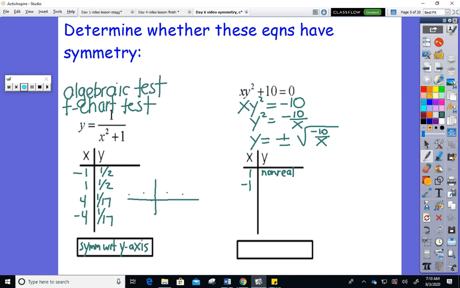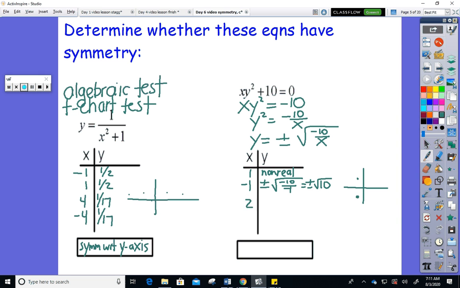Now, if I plug in negative 1, then I get plus or minus the square root of negative 10 over negative 1, which is plus or minus the square root of positive 10. Now, I do have x's I can plug in, but look, when I plug in negative 1, I plot the square root of 10 and negative square root of 10. Do you see where I'm going with this?